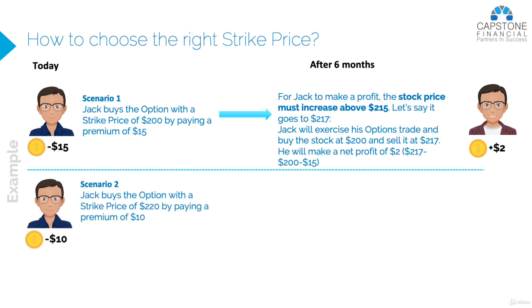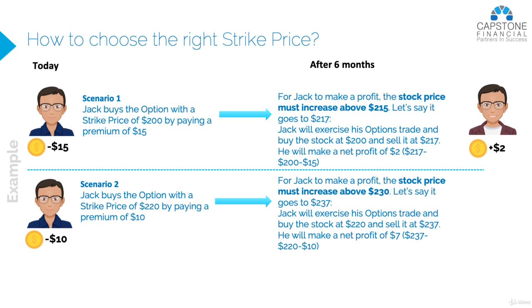Jack buys the $220 strike price and pays a premium of $10. For Jack to make a profit, the stock needs to be at $220, and he has to add in the $10 he spent. So the stock itself needs to be $230. Let's say it goes to $237. Jack will exercise his rights, or he will close the trade out in the beginning, middle, or end of when he purchased it prior to expiration, and he'll have a $7 gain.